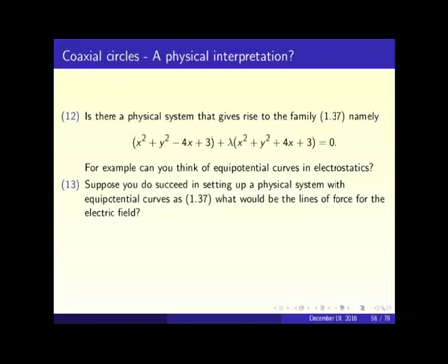So the question is, can you figure out what would be the lines of force? The lines of force will be those red circles that you drew, and the equipotential lines will be the blue circles that you drew. Okay?